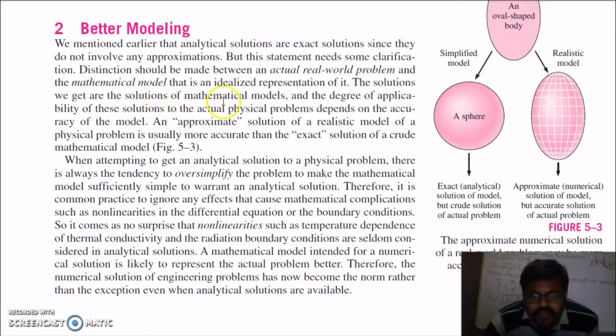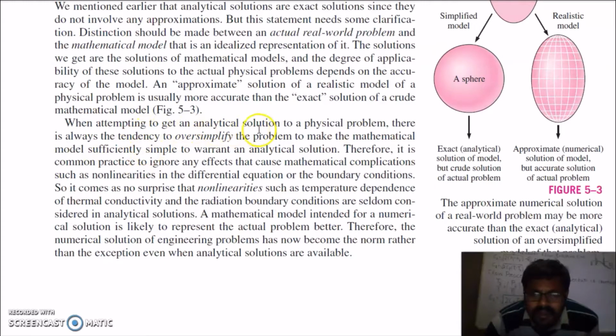The solutions of mathematical models and the degree of applicability of these solutions to the actual physical problems depend on the accuracy of the model. An approximate solution of a realistic model of a physical problem is usually more accurate than the exact solution of the mathematical model. We are attempting to get an analytical solution to a physical problem.